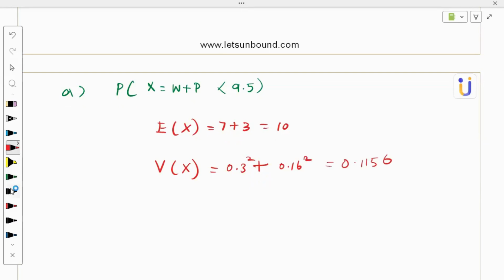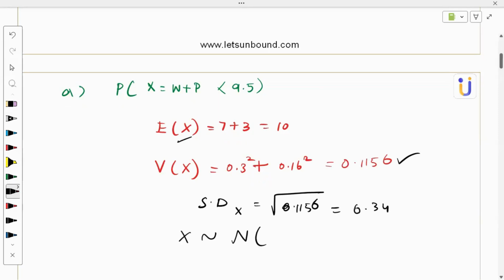For calculating a probability for a normal distribution, I need the standard deviation. I have the variance of the thickness, the random variable. So how will you find the standard deviation for it? The standard deviation for X is the square root of 0.1156. Use your calculator, that's quite simple, and you will get around 0.34. Done. Now my X is normally distributed with mean 10 and standard deviation 0.34, and I need to solve for the probability of X less than 9.5.